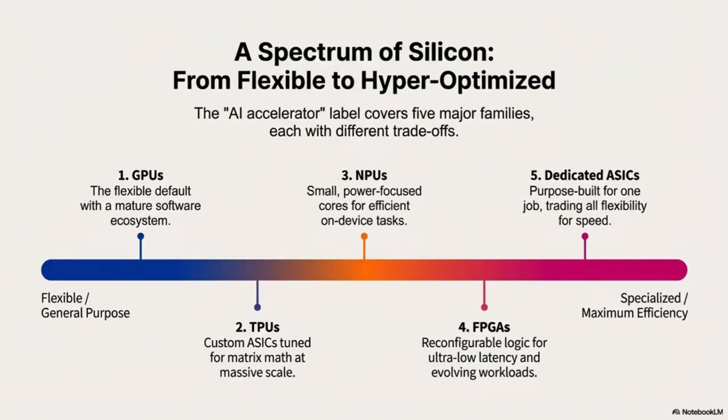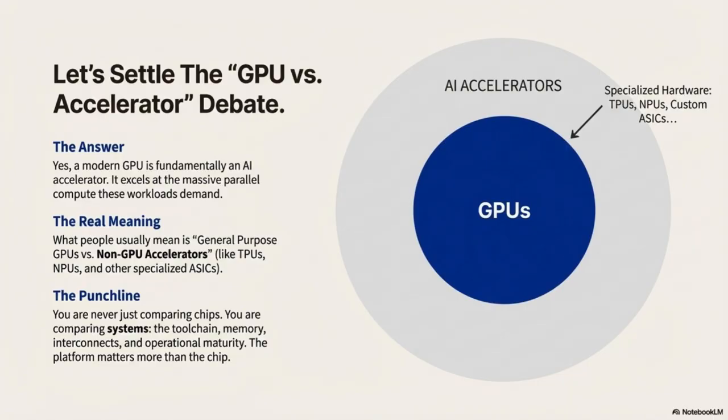Which brings us to the classic confusing question. Is a GPU an AI accelerator? Yeah. The guide is very clear. Yes, absolutely. A modern GPU is fundamentally an AI accelerator because it's brilliant at the massive parallel compute these workloads need. Exactly. What people really mean when they try to draw that line is they're comparing general-purpose GPUs against the non-GPU accelerators, the TPUs, the NPUs, the really specialized stuff. So it's not the chip, it's the whole system you're comparing. It's the whole system, the tool chain, the memory, the interconnects, how mature the whole platform is. The platform is what really matters.